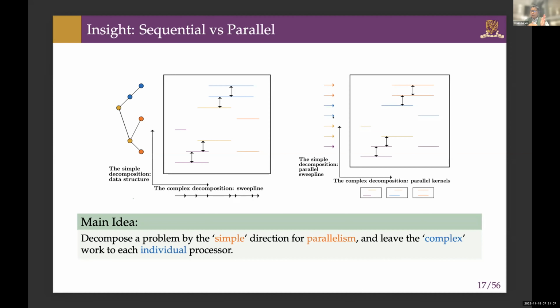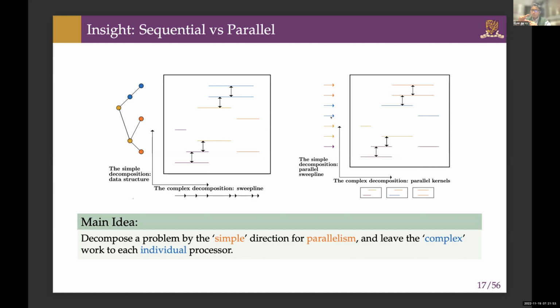Okay, so we have two directions, the X direction and the Y direction. The main idea is that we should decompose the problem along the simple direction for parallelism and leave the complex work to each individual processor, each CPU or GPU. If we look at the horizontal check, which direction is simpler and which is more complicated? Well, we can see that the Y direction is the simple direction.